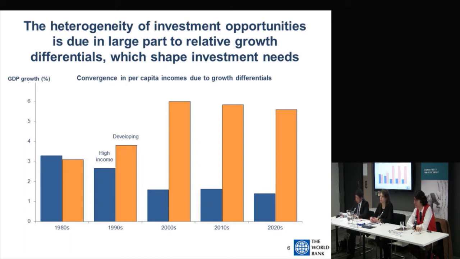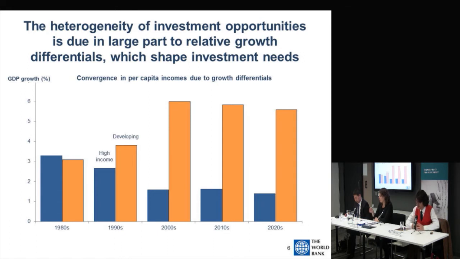The drivers for this investment rate, or for the demand for capital, a major one, is shown in this picture that summarizes the difference in growth for the two groups. High-income countries' growth will remain fairly low in the coming decades, and the growth rates of developing countries will keep up. There will be a constant, fairly large growth differential between the two groups, which helps get towards a convergence in terms of income levels.